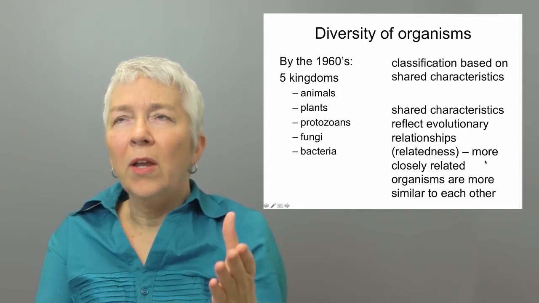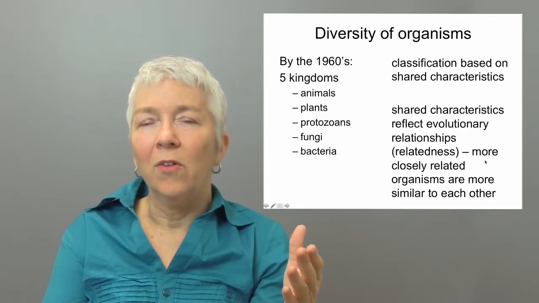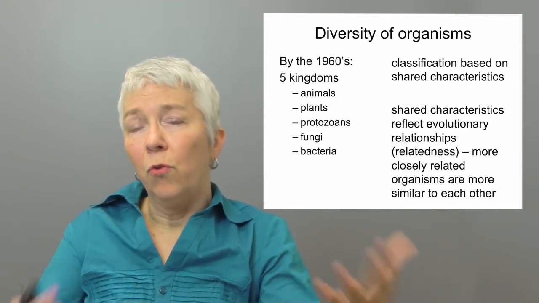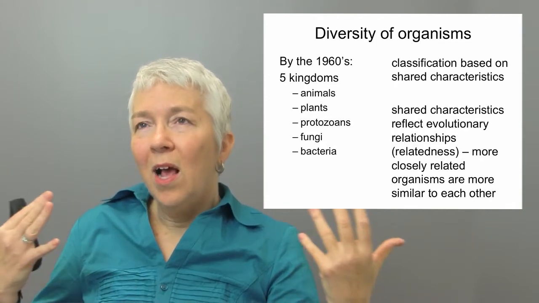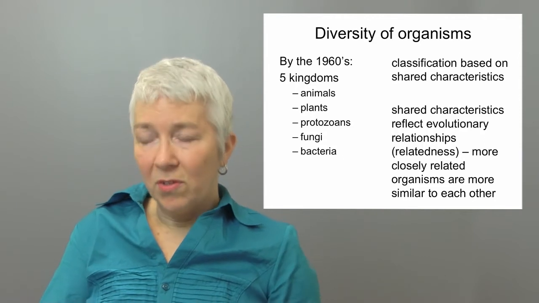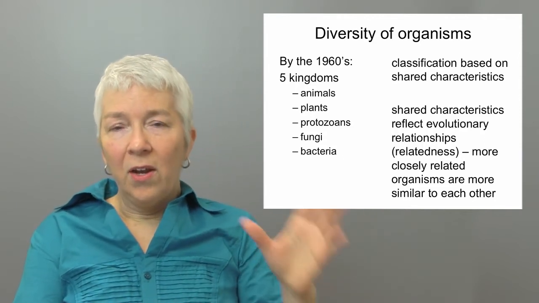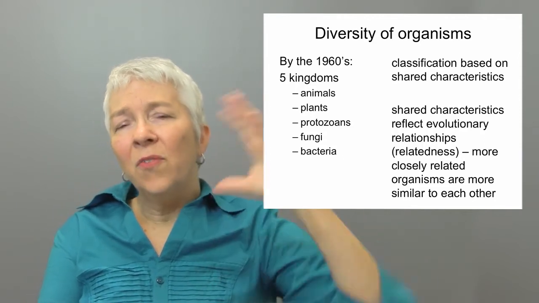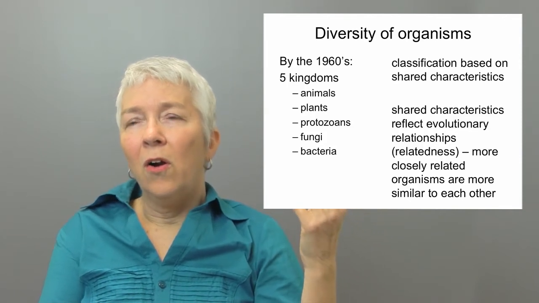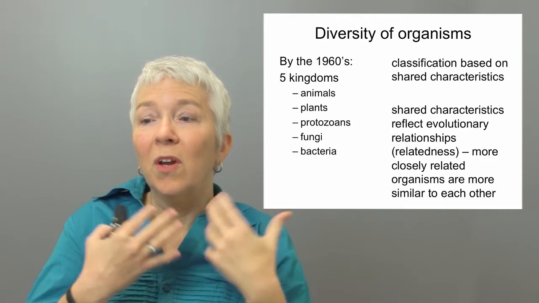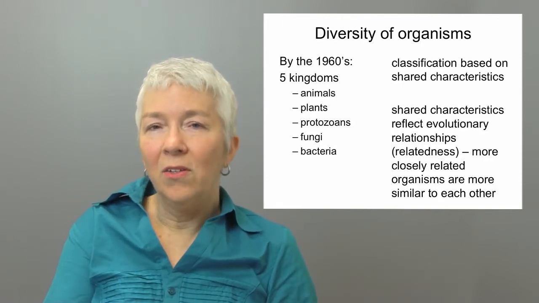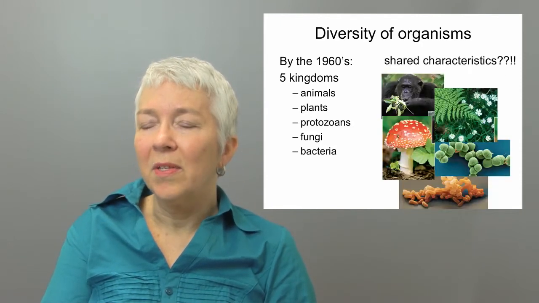That more closely related organisms are more similar to each other, and this is not only true within a species, but also between species or between larger taxonomic levels. So then the classification schemes are not just a description of the shared characteristics, but are also a description of the evolutionary history of living organisms.